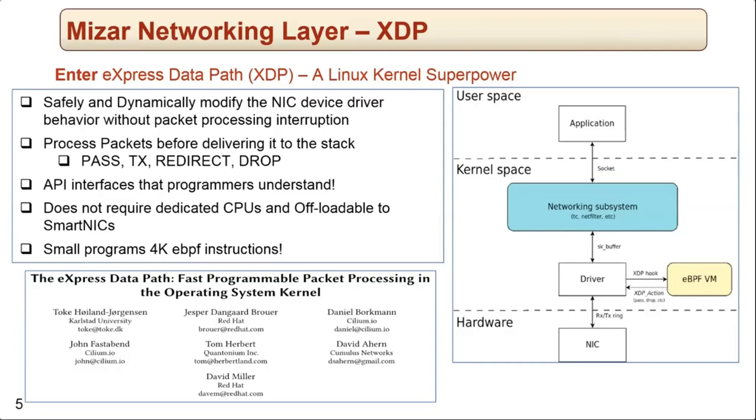And once the program is loaded as part of the kernel, when the packet comes in from the NIC, you can actually run pretty much very high level logic with typical data structures, such as arrays and hash tables, and then take an appropriate action on the packet. Those actions are typically either pass them to the networking subsystem within the kernel, transmit them back to the NIC, redirect them to another interface, or drop them. So that's a pretty high level description of what XDP is.